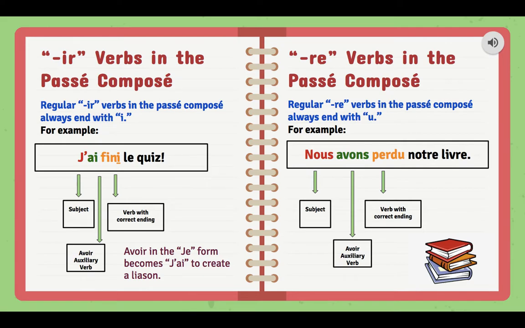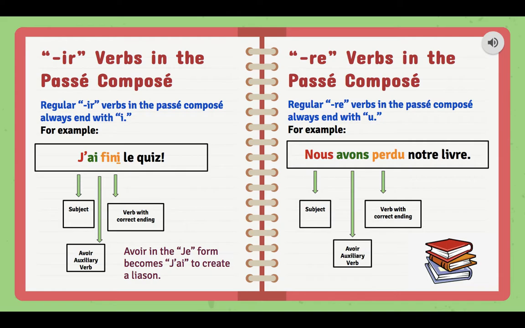IR verbs in the passé composé. Regular IR verbs in the passé composé always end with i. For example, j'ai fini le quiz. The subject is je from the j'ai. Ai from j'ai becomes the avoir auxiliary verb, and the verb with the correct ending is fini. Avoir in the je form becomes j'ai to create a liaison.